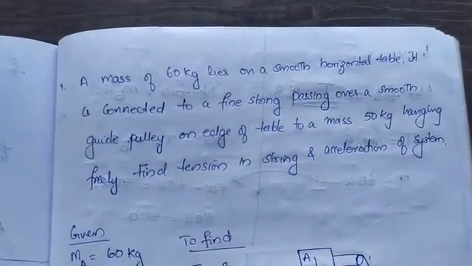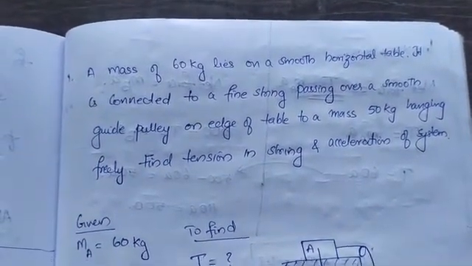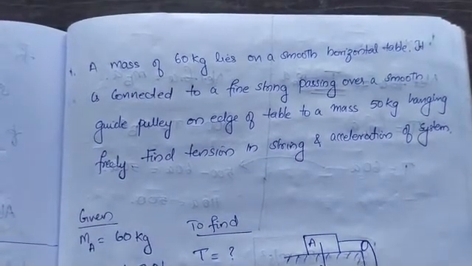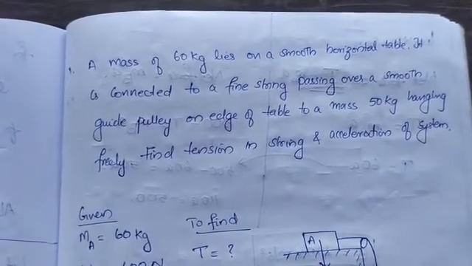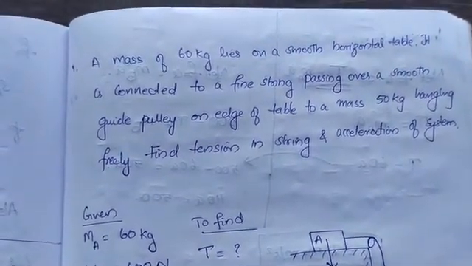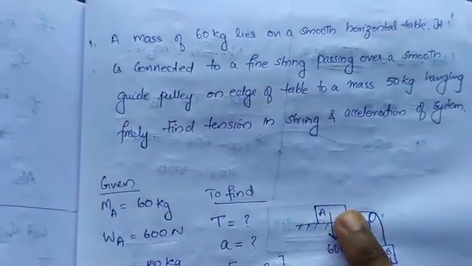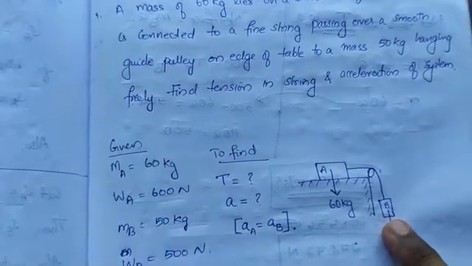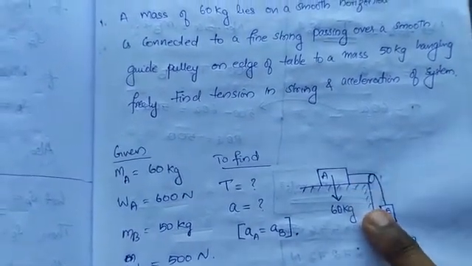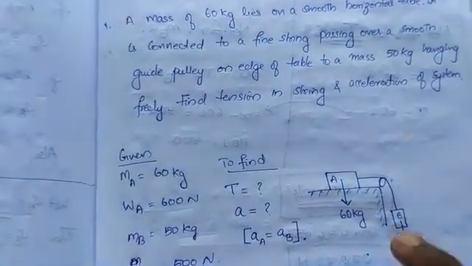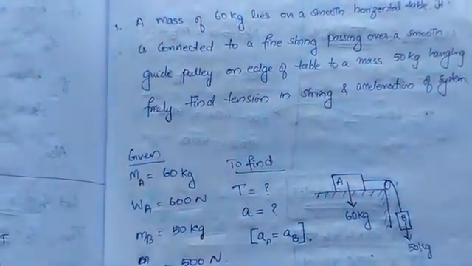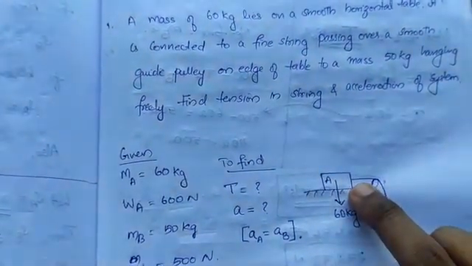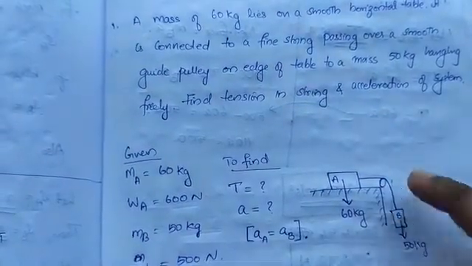A mass of 60 kg lies on a smooth horizontal table. It is connected to a fine string passing over a smooth guide pulley on the edge of the table to a mass of 50 kg hanging freely. Find the tension in the string and the acceleration of the system. So here a 60 kg mass is lying on this table and it is connected through a string to another mass of 50 kg, through a pulley, right? You need to find the tension in this string and at what acceleration this will move.